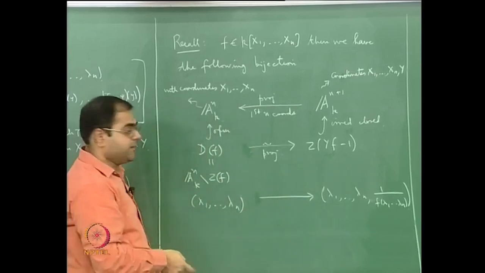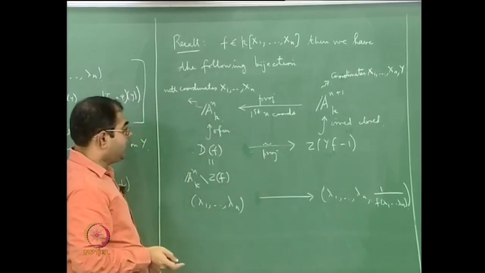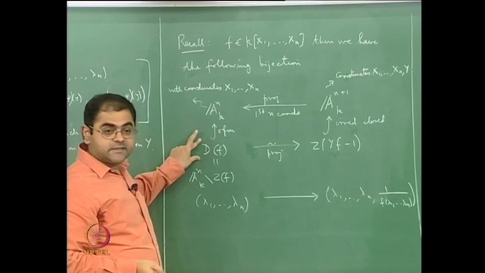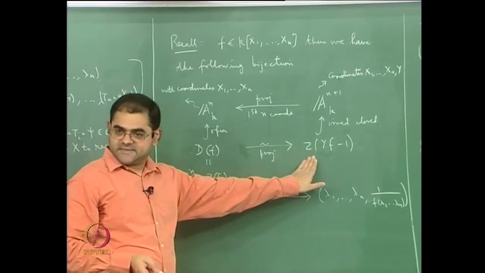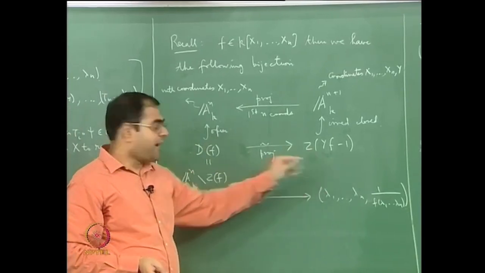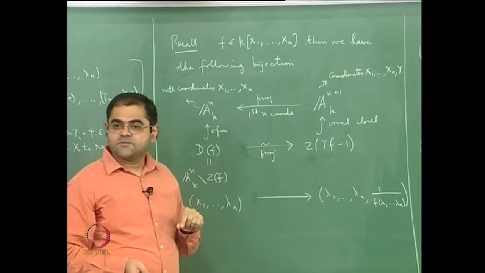Let me take the map in this direction. It is a bijective map, okay. So you see, I have a map from a variety to an affine variety. This is an affine variety, okay. And it's a set theoretic map. How do I check that it is a morphism?